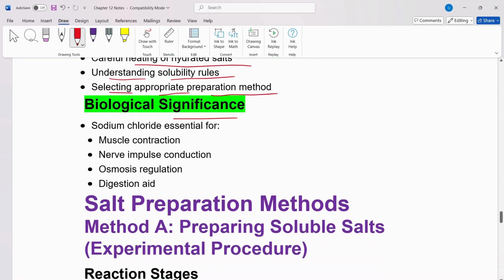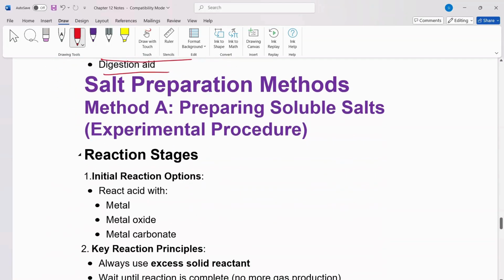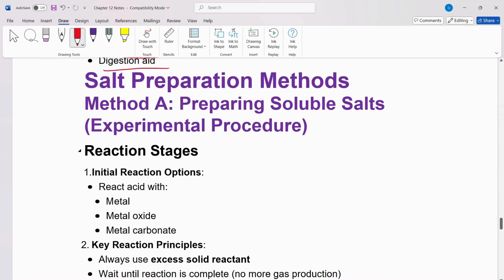Biological significance here is that sodium chloride is essential for muscle contraction, which is a salt. Sodium chloride is a salt, NaCl. It is important in everyday life, in muscle contraction, nerve impulse conduction, osmosis regulation, and digestion aid. Now, preparing soluble salt with some experiments. So, we have the stages of reaction.